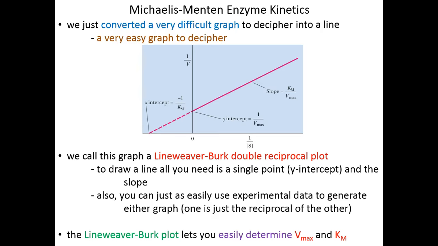Vmax is the reciprocal of the y-intercept, and Km is the reciprocal of the x-intercept once we strip away the negative sign. We know that the y-intercept is 1 over Vmax, or the reciprocal of the maximal velocity, because that's what that is in the term. This here is the y-intercept.